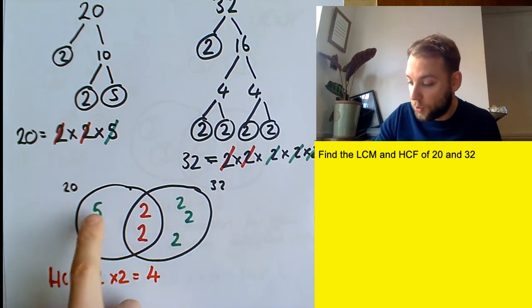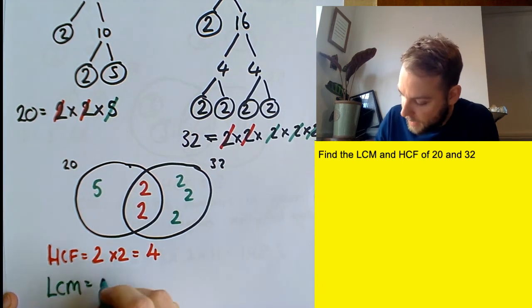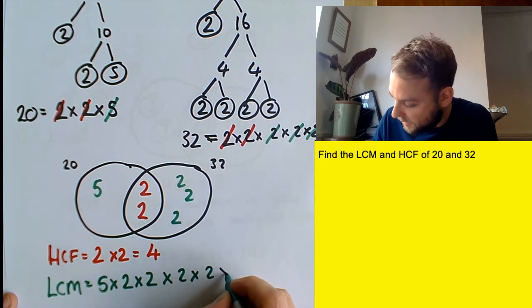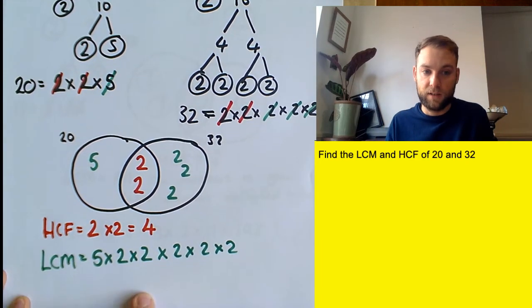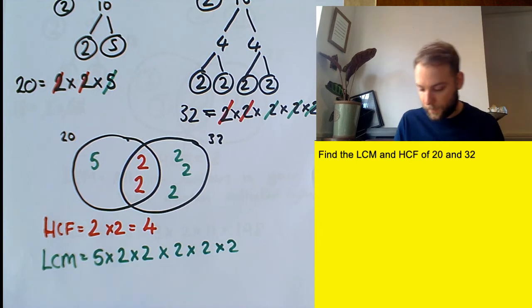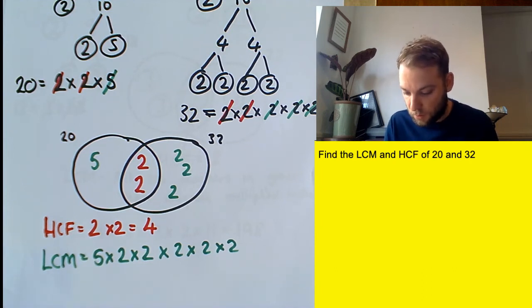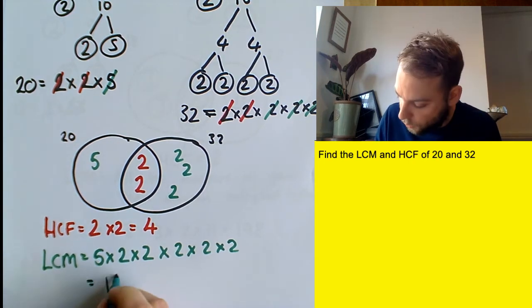And the lowest common multiple is all of these numbers, including the red ones, multiplied together. So your lowest common multiple there is 5 times 2 times 2 times 2 times 2 times 2. 1, 2, 3, 4, 5 times by the 5. So you can do that on your calculator if you want. 5 times 2 times 2 times 2 times 2 times 2. 1, 2, 3, 4, 5 is 160. So the lowest common multiple of this is equal to 160.